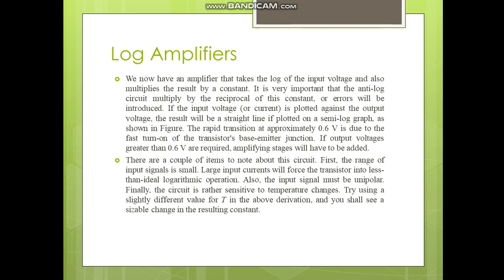So we have an amplifier which takes the log of the input voltage and also multiplies the result by a constant. So it is very important that the anti-log circuit multiply by the reciprocal of this constant. Then if plotted on a semi-log graph as shown, the rapid transition is approximately 0.6 volt due to the fast turn on of the transistor base emitter junction.